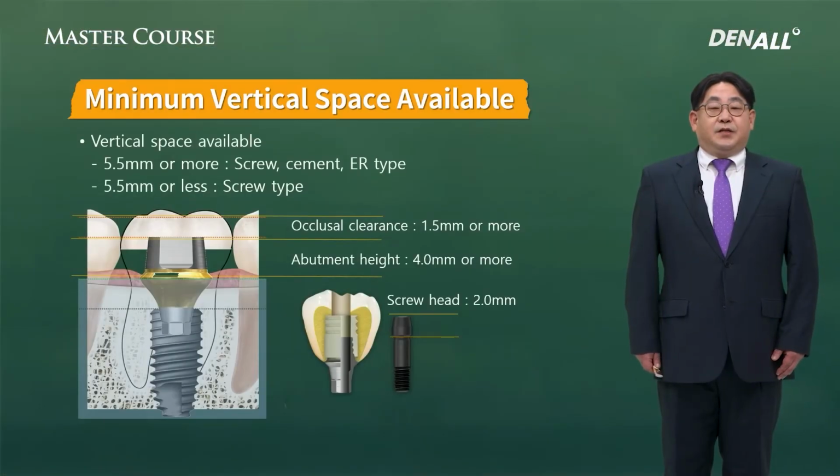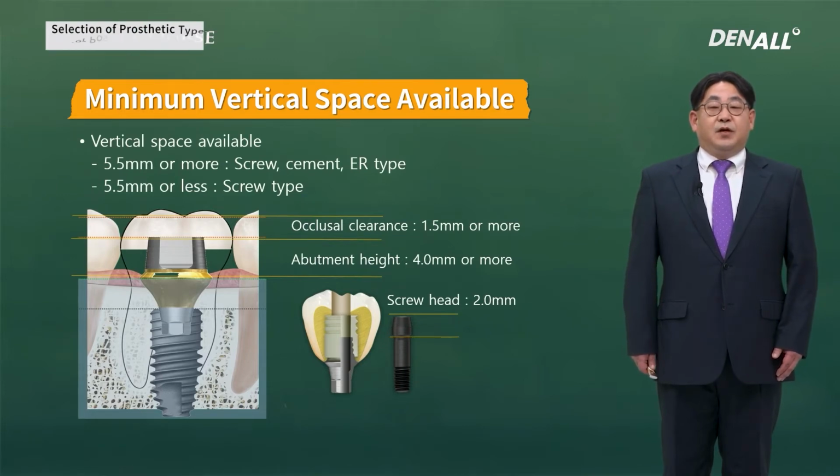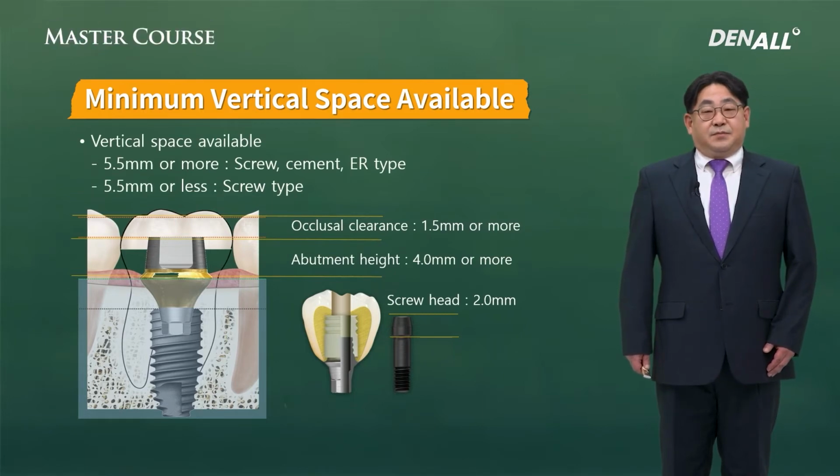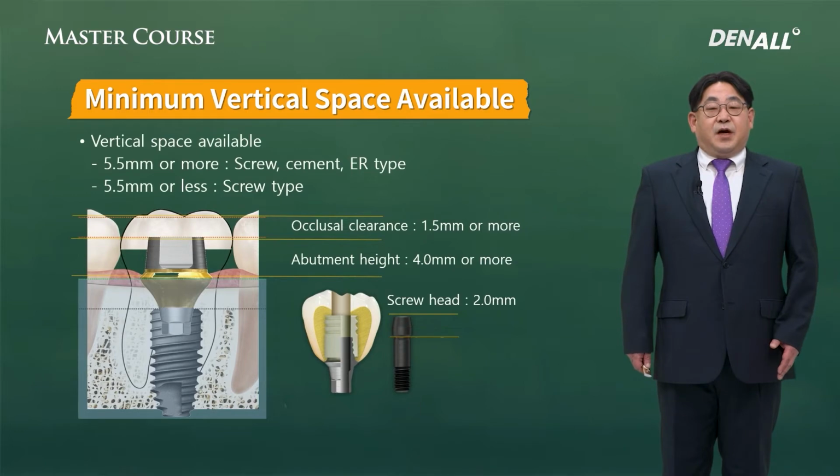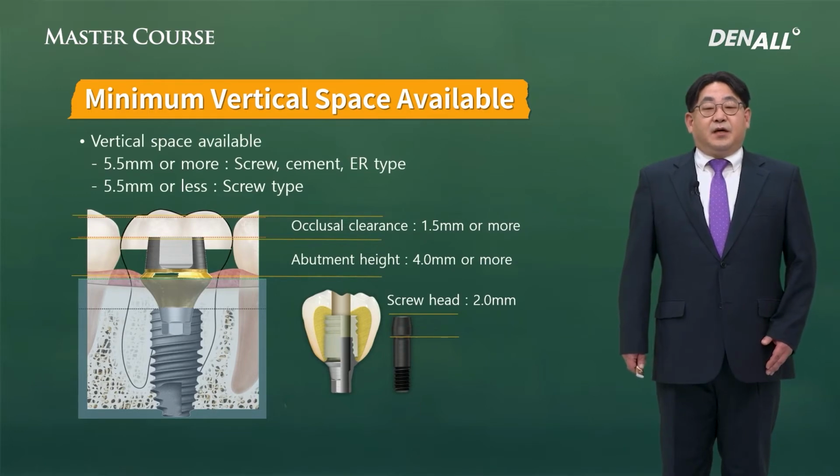Let me talk about minimum vertical space. From the gingival margin up to the antagonist, if it is at least over 5.5 millimeters, all types of prosthesis restorations can be provided. However, if it is below that, only screw-retained prosthesis can be provided. Cement type or ER type requires space for cement, therefore, it requires at least 4 millimeters of abutment height.